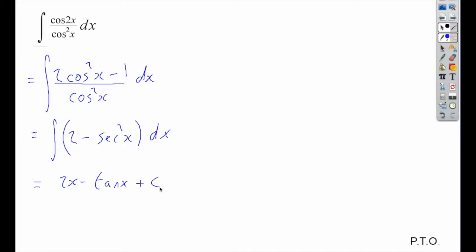Okay, right, let's have a look at the next one. This is E, the integral of (1 plus cos x) squared over sine squared x. Here's a case where you do need to expand the brackets. Sometimes it takes just a bit of practice doing these.